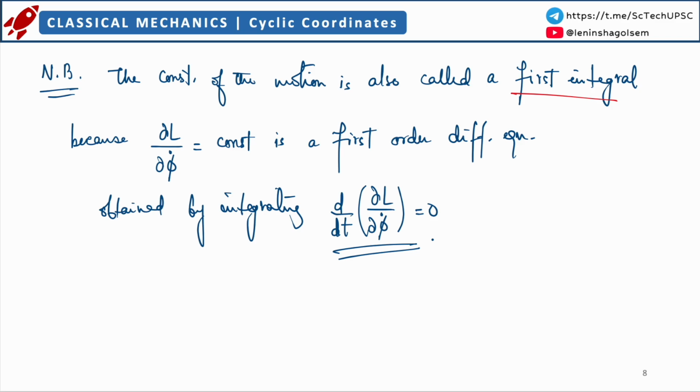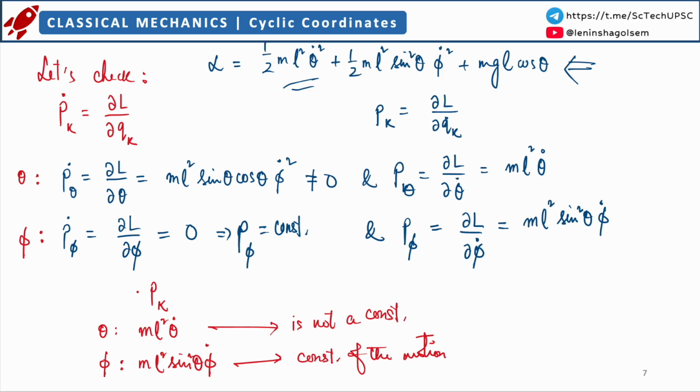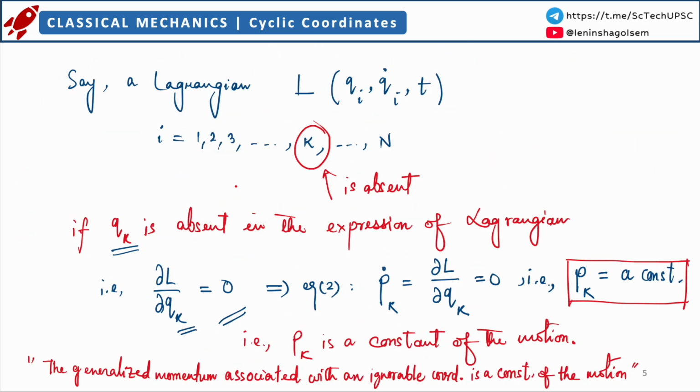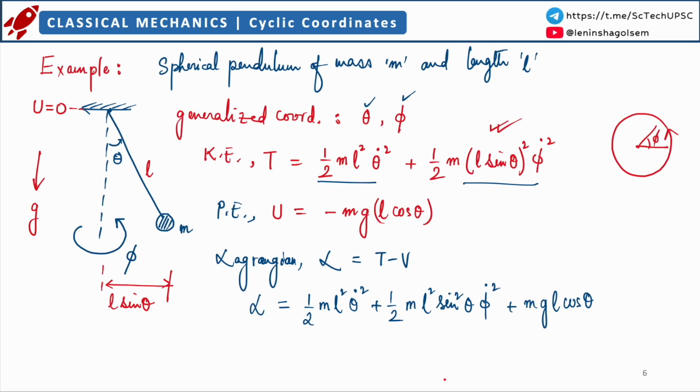This is nothing but our Lagrange equation as we saw in the earlier slide. So the alternative name that people normally use, first integral, is because we have obtained the constant of the motion via integration of this expression here. Now what we see is that the generalized momentum associated with an ignorable coordinate is a constant of the motion. That is what we have illustrated for this spherical pendulum of mass m and length L.